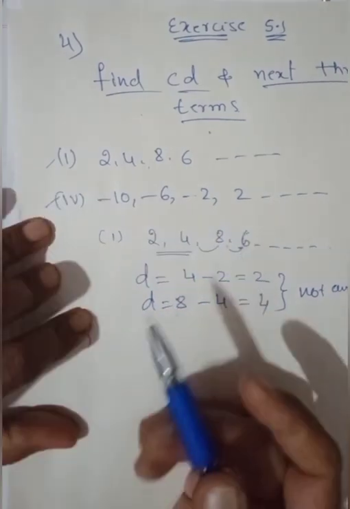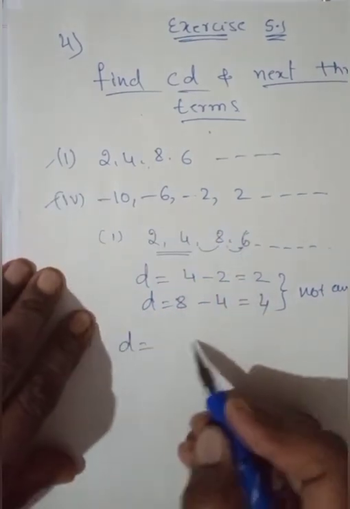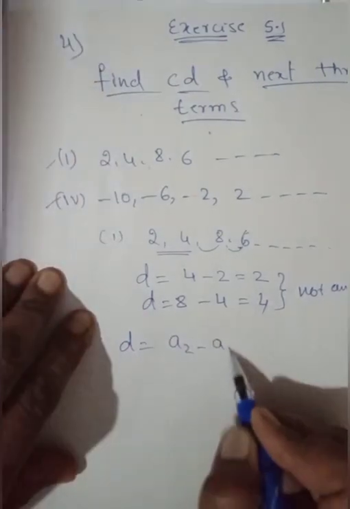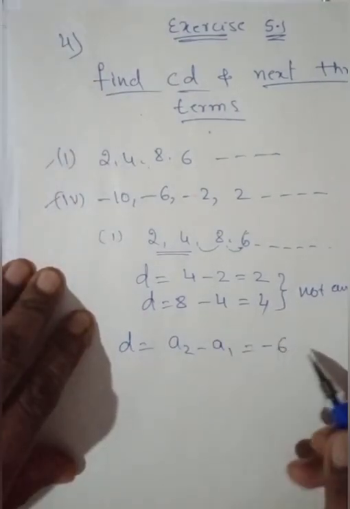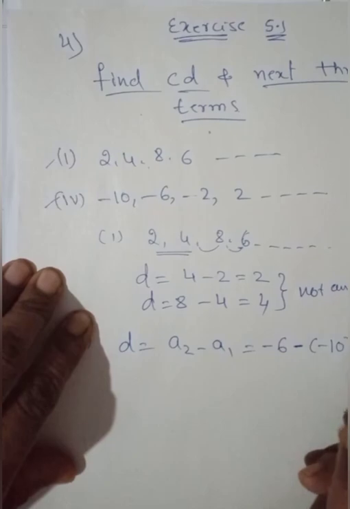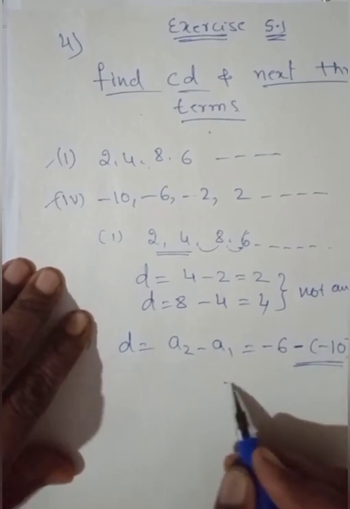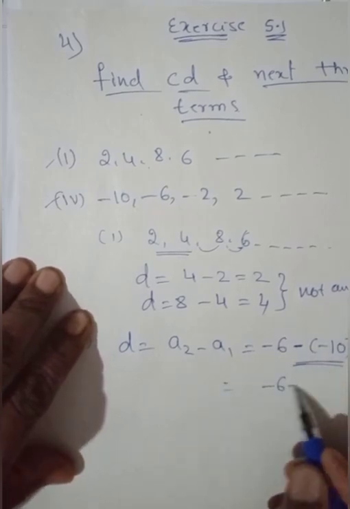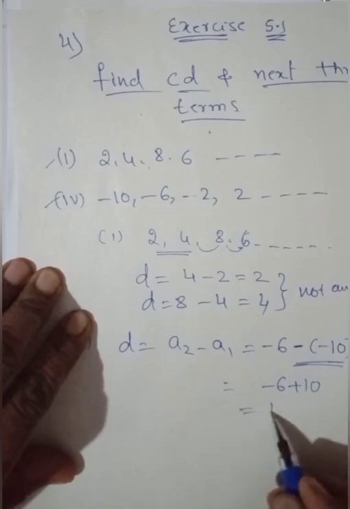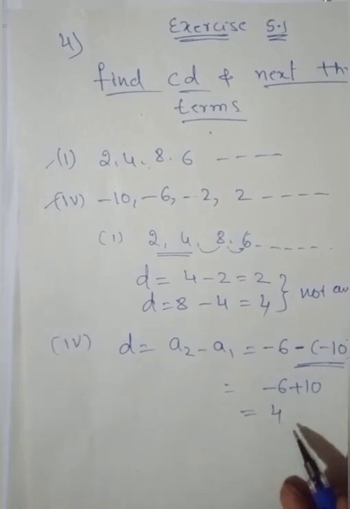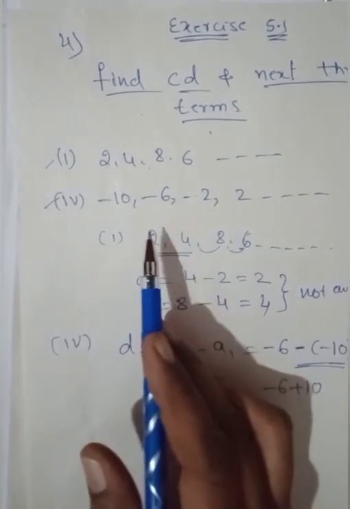So now look at this one. First I am going to find the difference between the second term and the first term, A2 minus A1, which is equal to minus 6 minus of minus 10. This way you write, children. Now which is equal to minus 6, and minus minus becomes plus 10, which is equal to 4. Okay, this is the difference between the second and the first term.